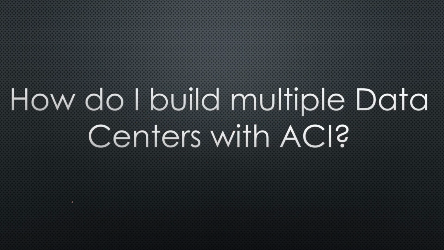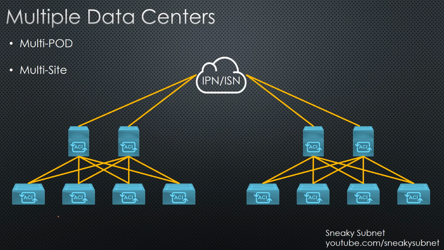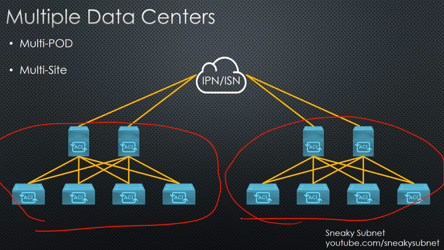And here I will tell you how to build multiple data centers with ACI. There are different approaches for deploying ACI in multiple locations. Two major options are multi-pod and multi-site. Both options mean that you need a set of spine and leaf switches at each location. And these locations are interconnected via spines and IPN for multi-pod and ISN for multi-site. IPN stands for inter-pod network and ISN stands for inter-site network.